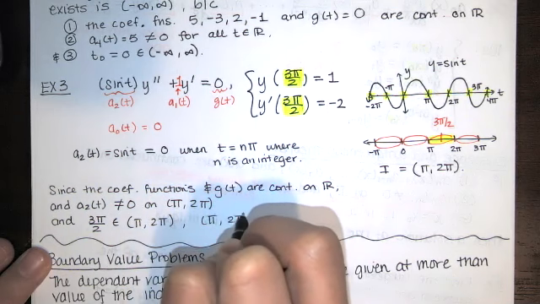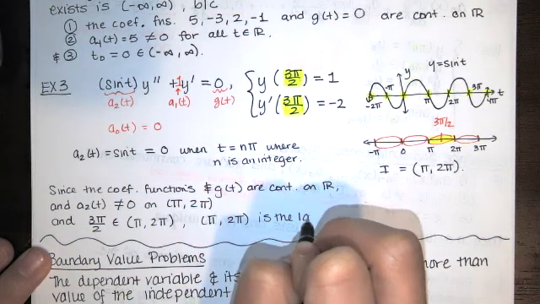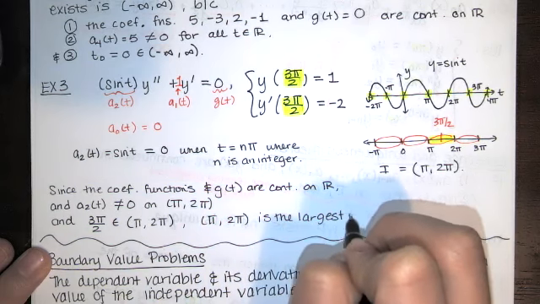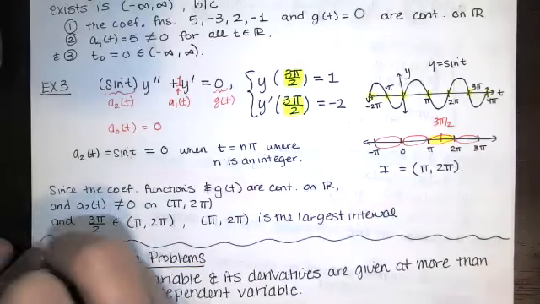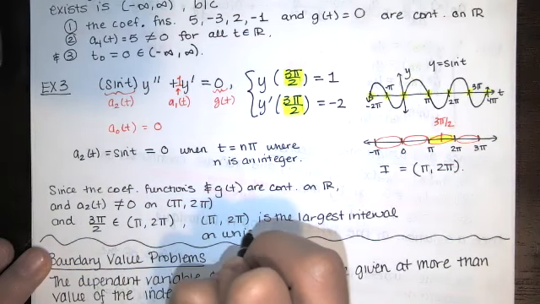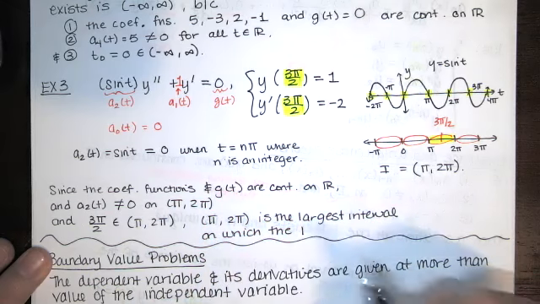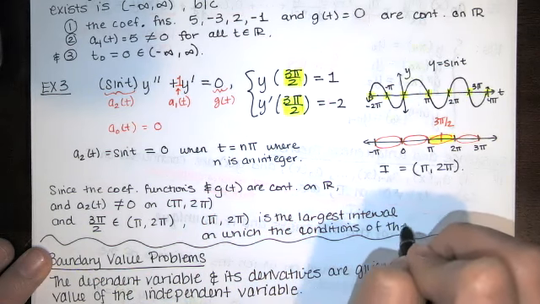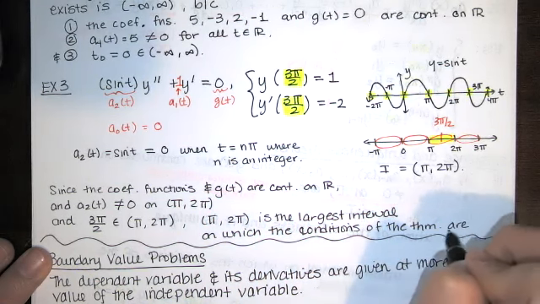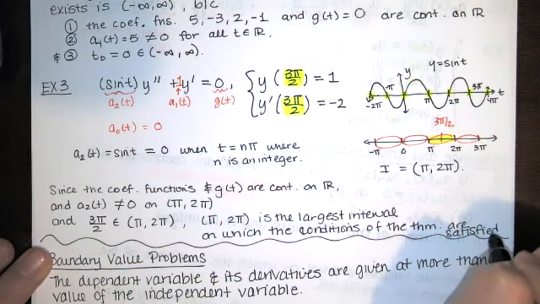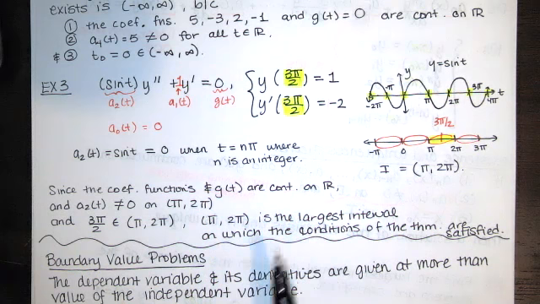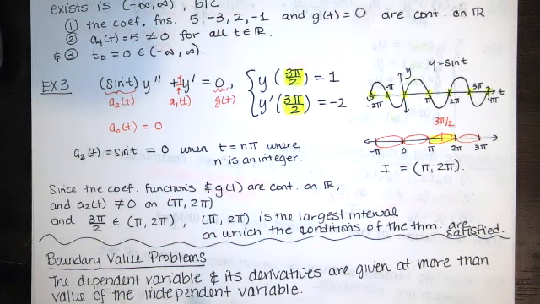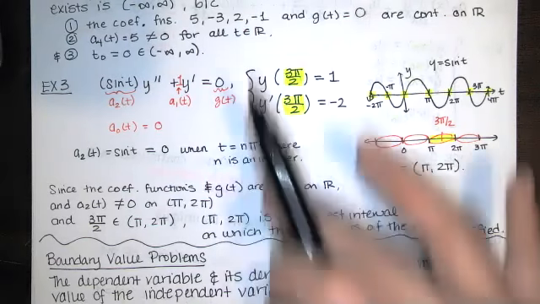that interval from pi to 2 pi is the largest interval on which the conditions of the theorem are satisfied. Or in other words, this is the largest interval where we're guaranteed to have a unique solution. That's what the theorem is about. It's about whether a solution exists and whether it's unique. So that's the first part of this video.